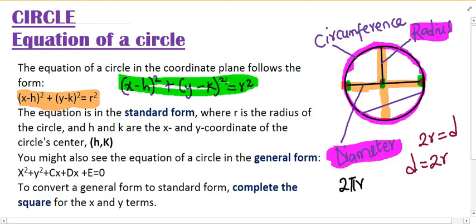Now an equation of a circle can also be in the general form, and I'm going to talk about that in a moment. So always look out for whether the equation is in the standard form or in the general form. So this is the standard form.